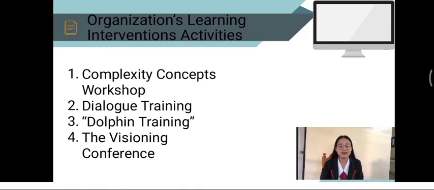The second one is the dialogue training. Groups of 10 to 15 people were introduced to dialogue as a communication process that supported the principles of complexity and the practice of organizational learning.